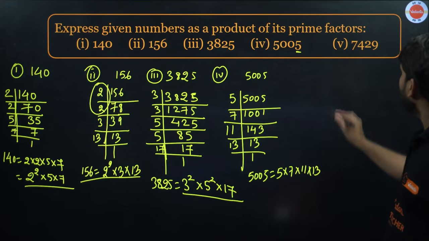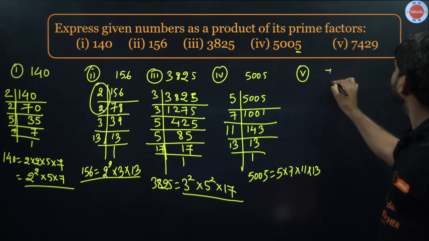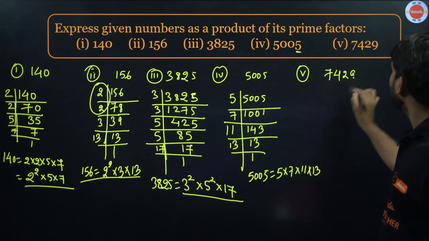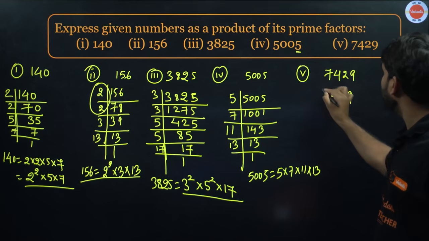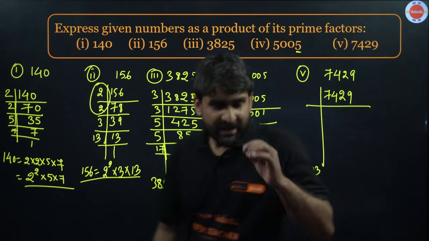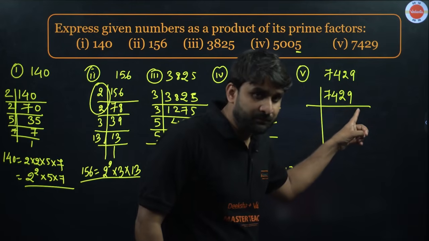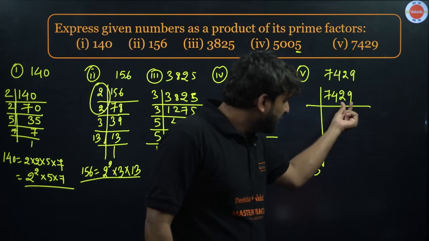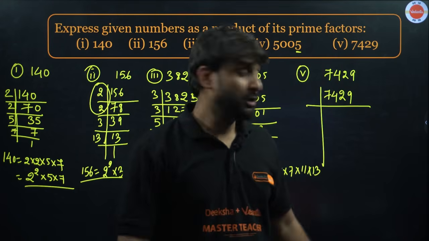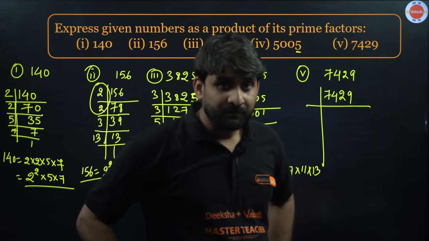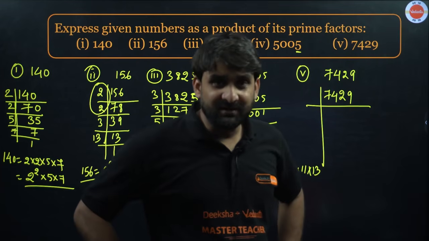Okay. Now moving to the fifth question. 7429. Now write the prime factors for this number. Now listen, my dear champion, I'm giving you a short trick. If the unit place is 9, look, this is the unit place, it indicates that 2 cannot divide this number, and 5 cannot divide this number.